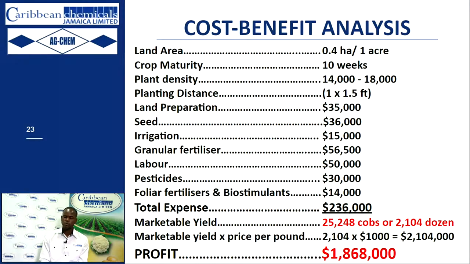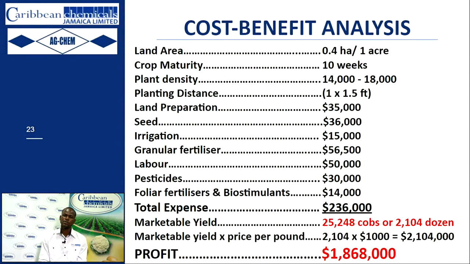But you're looking at a total expense of $236,000. Based on the data provided by the farmer, where she harvested 6,312 cobs, we put that in the calculator. I realized that if you had planted an acre, you'd receive 2,104 dozen, and at the lowest price, you're looking at about $2.1 million. Taking away my expense, I'm looking at about $1.8 million, which is very great for a crop that comes in 10 weeks. So this is a good option to choose.